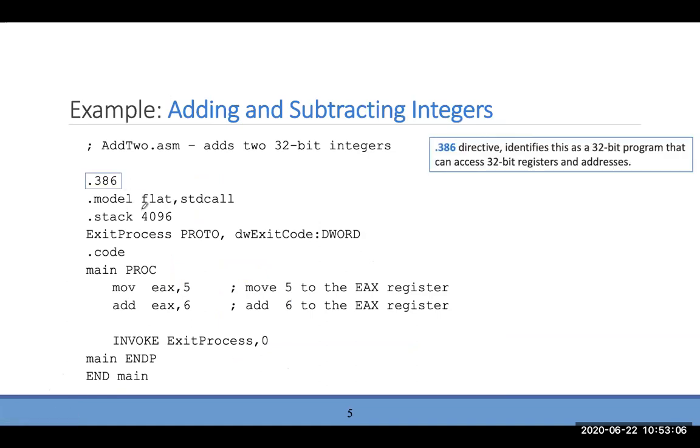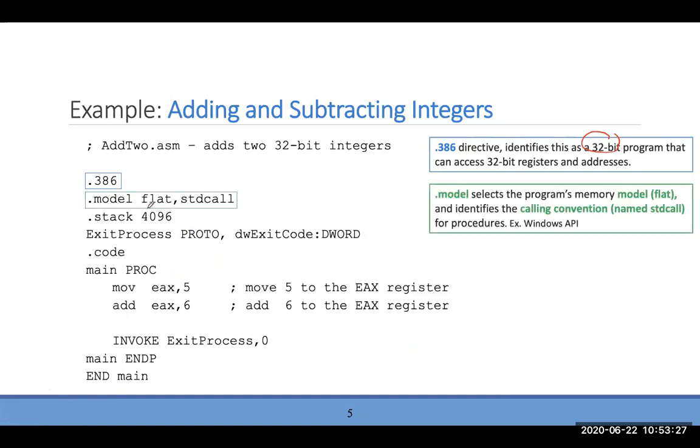So this is the .386. This is going to say you are dealing with a 32-bit program. Okay, you're not using 16-bit or 64 or 128. If you take this one off, the assembler is going to go 64 by default, but we have to say .386. And this .model flat is the way the memory is going to be managed by the operating system; we choose to make it a flat model. And the way functions or procedures are going to call each other, we're going to use stdcall. Okay, so that's what this model line is all about.